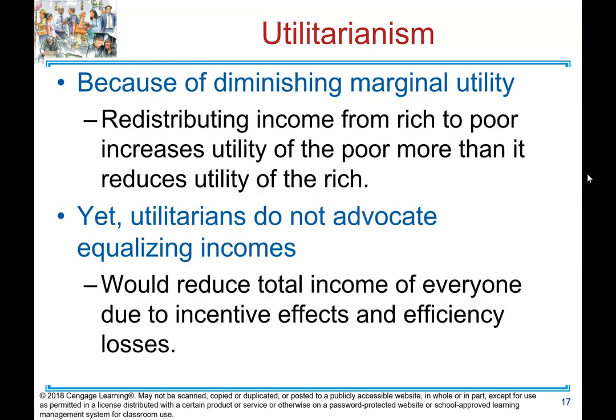Because of diminishing marginal utility, redistributing income from rich to poor increases utility to the poor more than it reduces utility to the rich. Yet, utilitarians do not advocate equalizing income, because this would reduce total income of everyone due to incentive effects and efficiency losses.